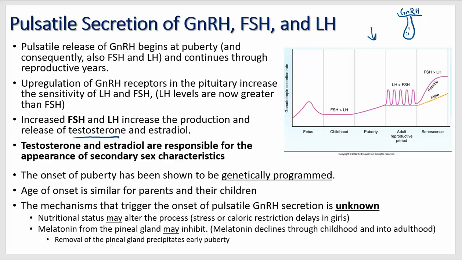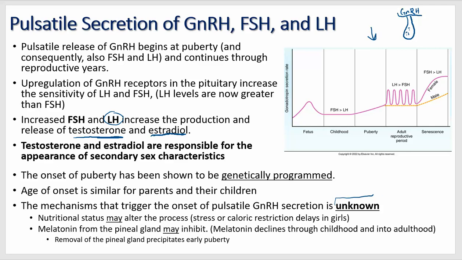Testosterone is produced by the Leydig cells in response to LH, and estradiol is released from the follicle; we'll talk about where that's formed. Testosterone and estradiol are responsible for the appearance of the secondary sex characteristics associated with puberty. The onset of puberty has been shown to be genetically programmed, so the onset of menstruation is usually very similar to the mother's. If you or your parents were early or late bloomers, then their children will also tend to be early or late bloomers. It's not guaranteed, but it does show a genetic relationship. Age of onset is similar for parents and their children. The mechanisms that trigger the onset of pulsatile GnRH secretion are unknown.